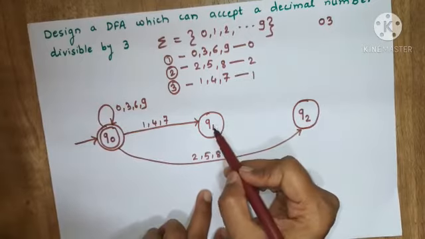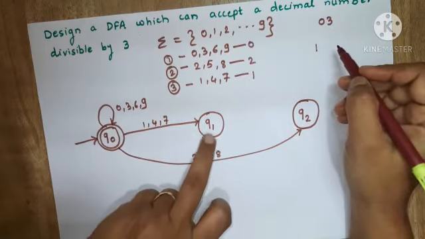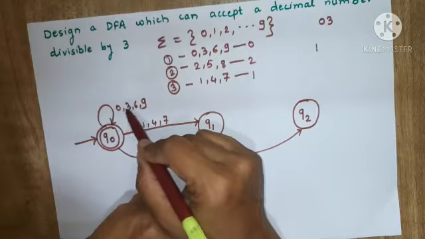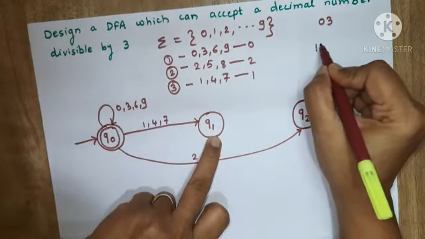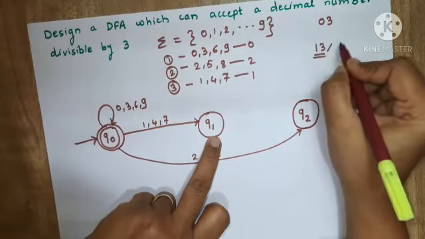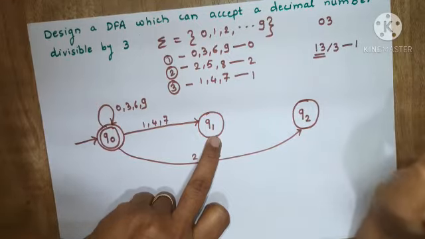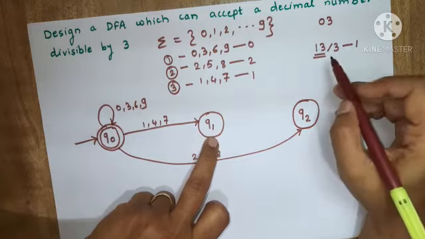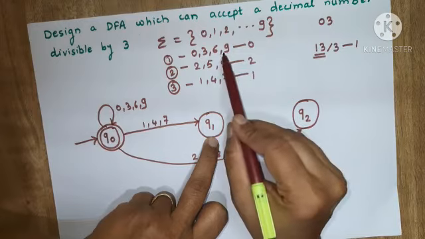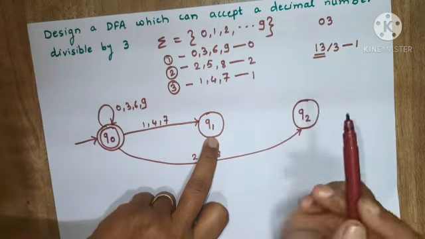Now the Q1 state. Q1 state has remainder 1, and if I get, suppose, 0, 3, 6 or 9, for example 3, my number will become 13, and if I divide this number by 3, what remainder will I get? I will get remainder 1. So that means if I get 0, 3, 6 and 9, for these input alphabets I have to show a transition to a state which has remainder 1.